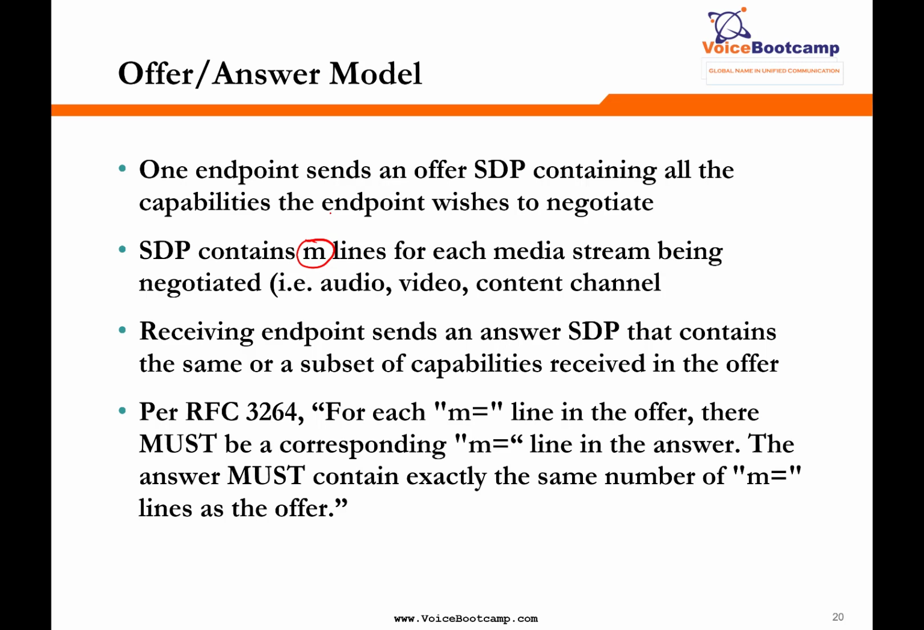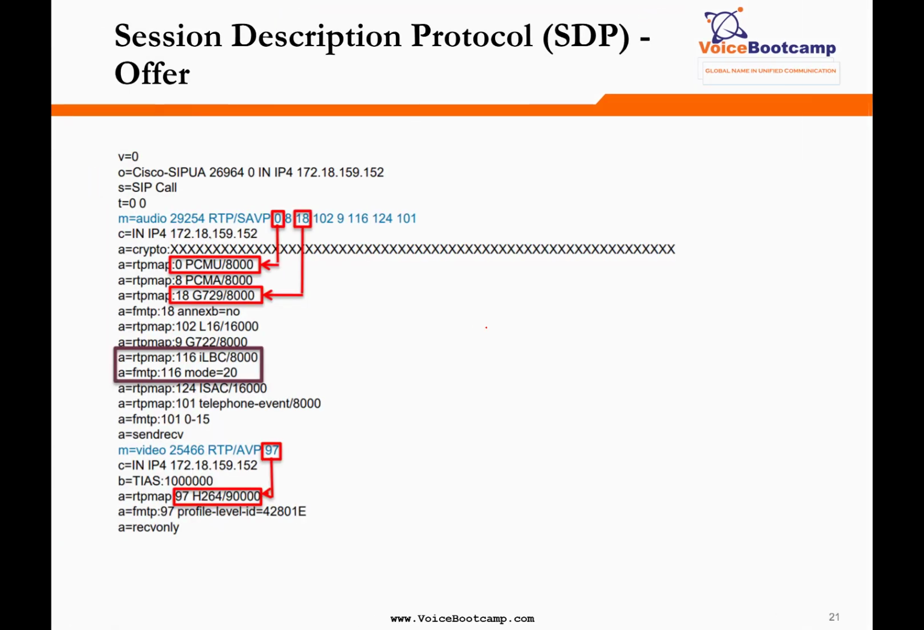Now, the receiving endpoint will then send an answer SDP, Session Description Protocol, that contains the same or a subset of the capabilities received in the original offer. So if I send a request to you, for example, let's say I say M equal audio and M equal video, you must respond with the M line with very similar information in it. For example, audio and video. It must match exactly, otherwise it will not work.